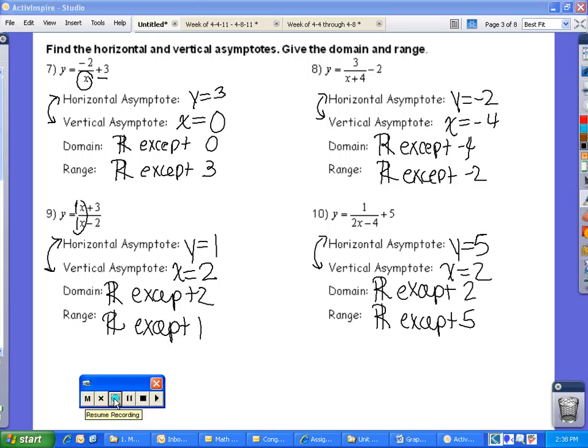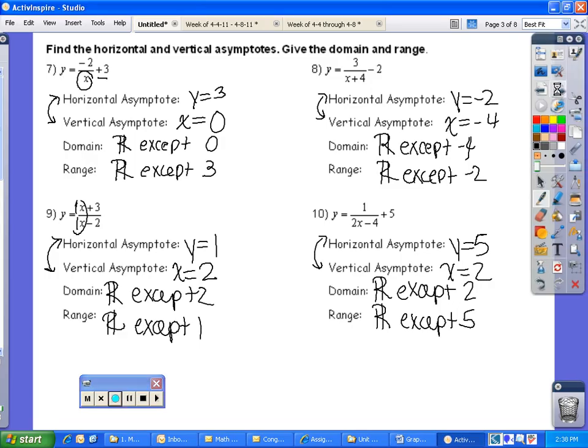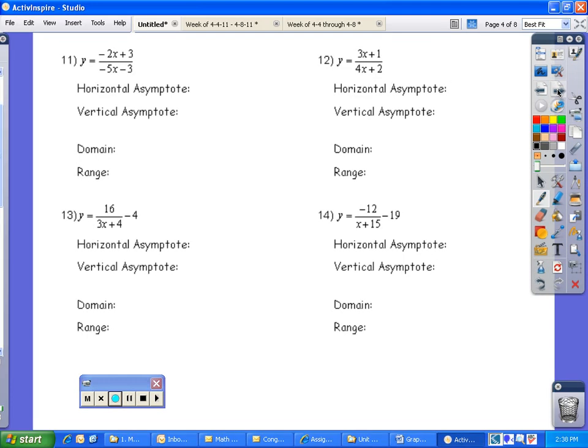Okay, so I just went ahead and did number 10 for you. You can go ahead and check that one. It's just like number 7 and 8. Let's move on. I'm going to go ahead and just fill in the answers for all of these so that you can check them. You do them the same way as we did the other ones.